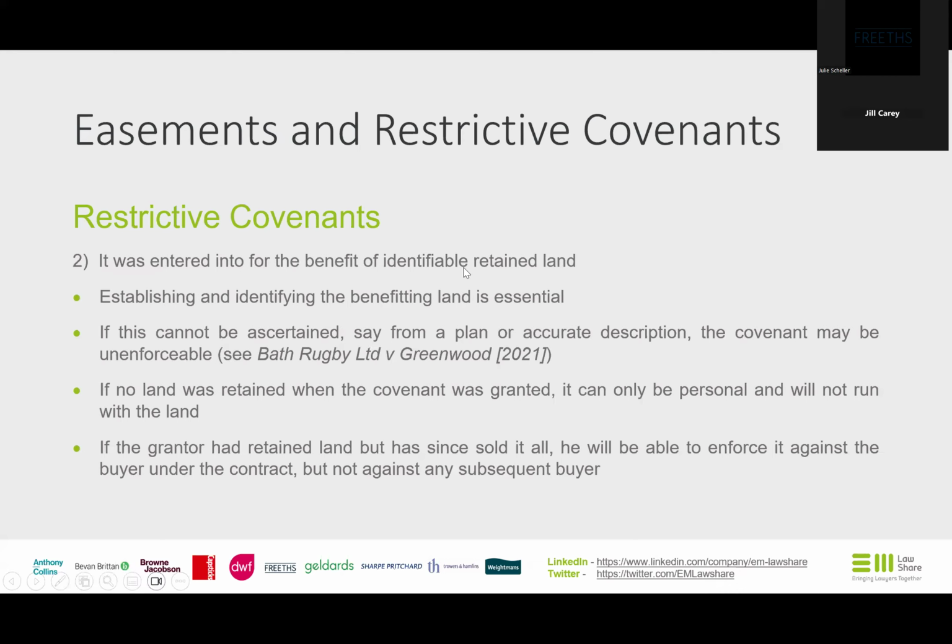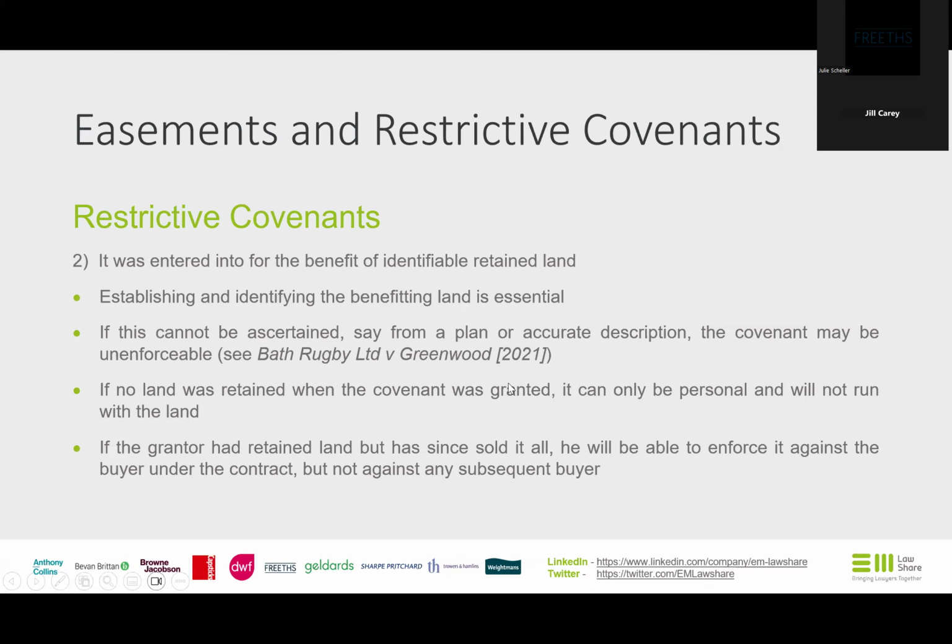You must be able to identify the land that's benefiting from the covenant, and that in itself can sometimes be a defence to a claim. So in the recent Bath Rugby case there, it simply wasn't possible to establish what land would benefit from it. A common example that we might see is where something's been sold out of a much larger estate, and it might say something like, for the benefit of the seller's retained land, full stop. And in the absence of a decent plan, which you often didn't have with an older conveyance, you've got no way of knowing what they might have owned at the time.